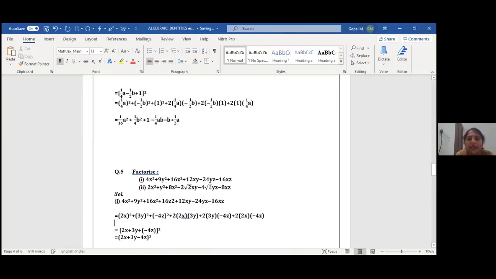You just see in these four terms, which two terms are negative? The last two, 24yz and 16xz. In this 24yz and 16xz, which variable is common in these two? Z, ma'am. Z is common. Am I clear, children? Here I am explaining.